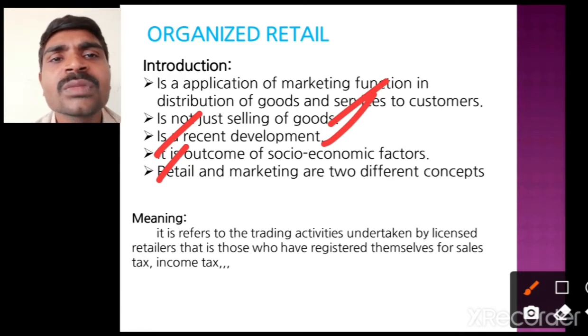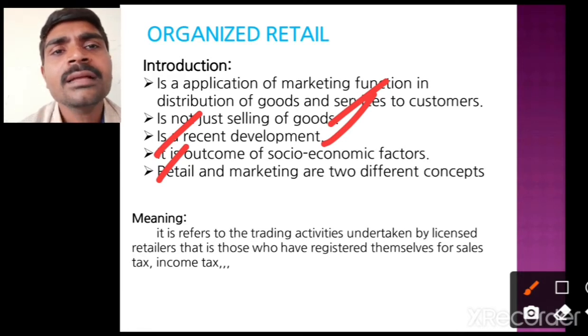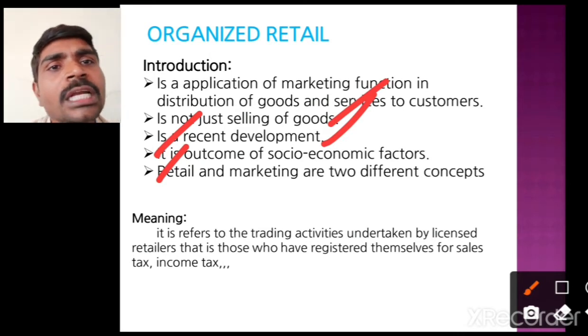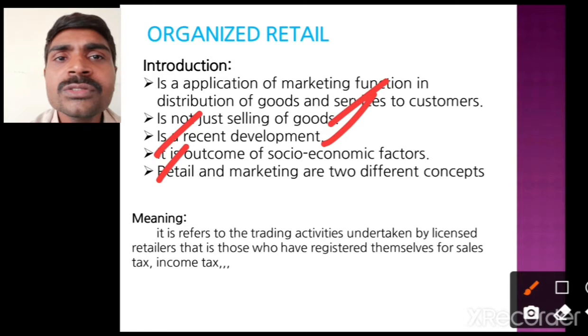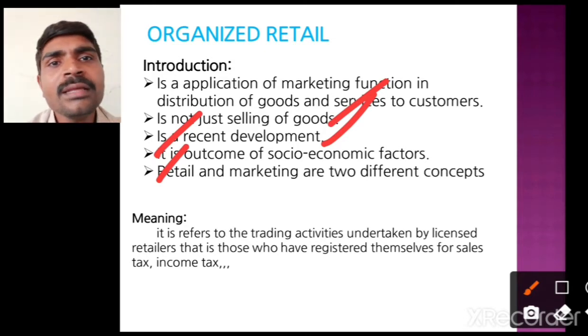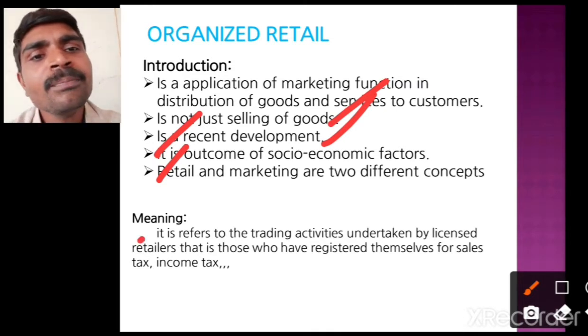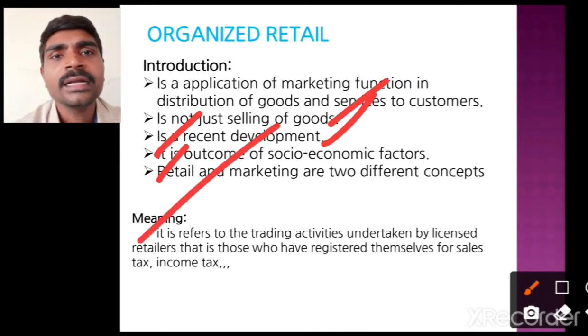Next, under the organized retail aspect, retail and marketing are two different aspects. Both are involved under the organized. But once we look into the unorganized, only retailing is there. There is no marketing concept. So let us move to that. What do you mean by unorganized retailing?